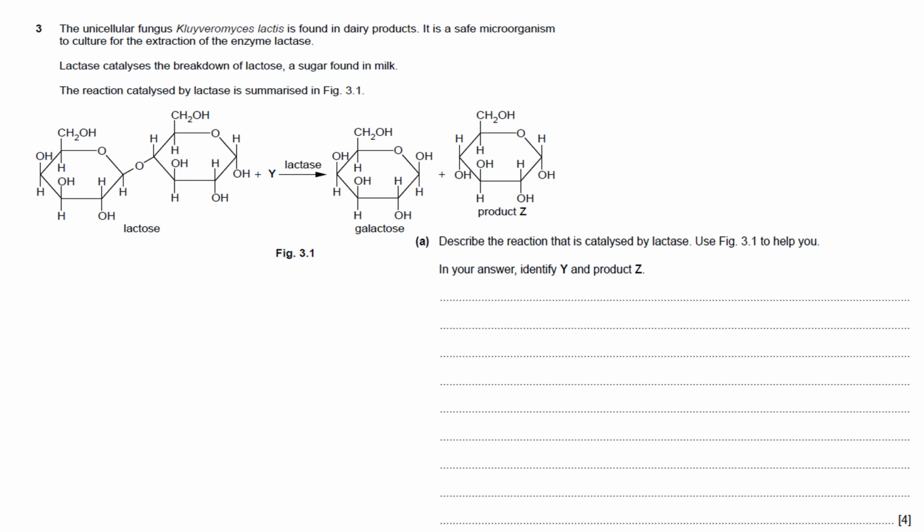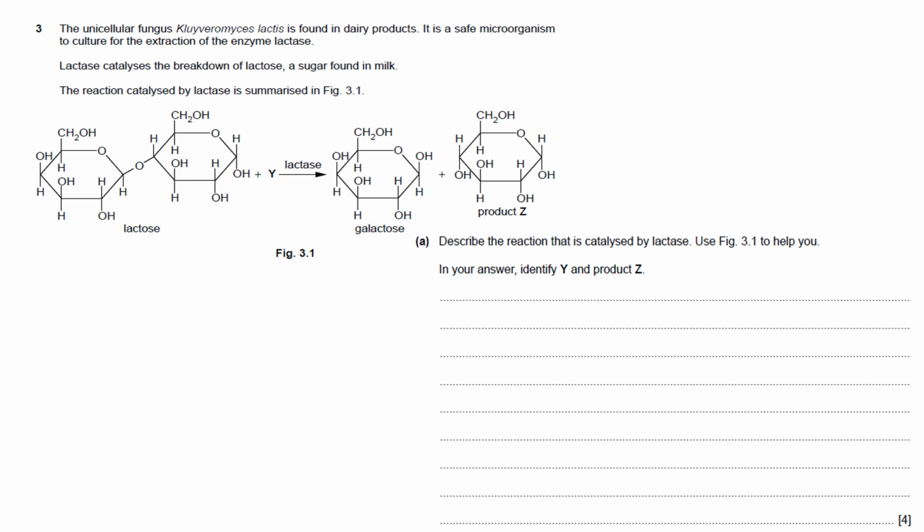So question 3, it says here, the unicellular fungus is found in dairy products. It is a safe microorganism to culture for the extraction of the enzyme lactase. Lactase catalyzes the breakdown of lactose, which is a sugar that's found in milk, and the reaction catalyzed by lactase is shown in figure 3.1.